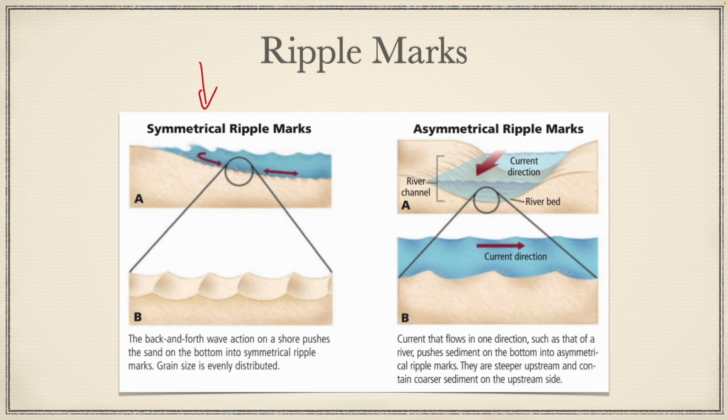So the back and forth wave action on a shore pushes the sand on the bottom into symmetrical ripples. Then grain size is evenly distributed. Basically what's happening is it's pushing it into ripples going one way, and then as the waves go back out, they're pushing it back the other way, so that evens it out. So you get this symmetrical pattern. And then a current that flows in one direction, such as a river on this side, pushes sediment on the bottom into asymmetrical ripple marks. They are steeper upstream and contain coarser sediments on the upstream side.